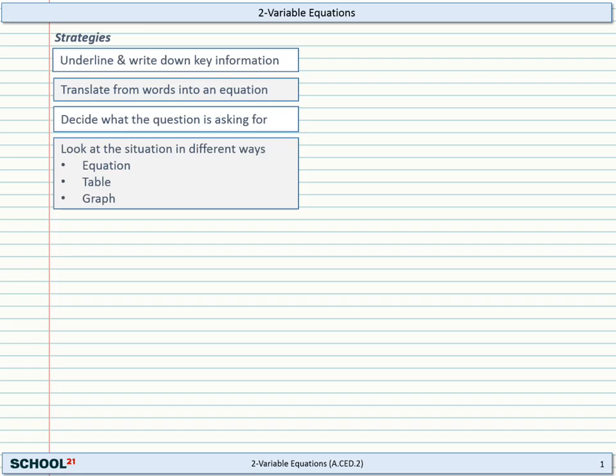But with two variable equations, it's really cool because you can change the value of one variable and it will then change the value of the other variable. And you can look at those situations in different ways with an equation, a table, or a graph. What you want to be able to do is create all of those things so you can understand what's going on. Let's look at an example.